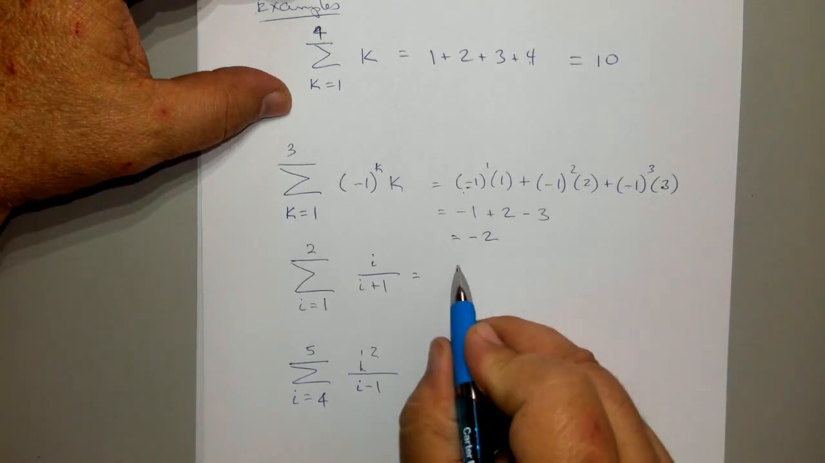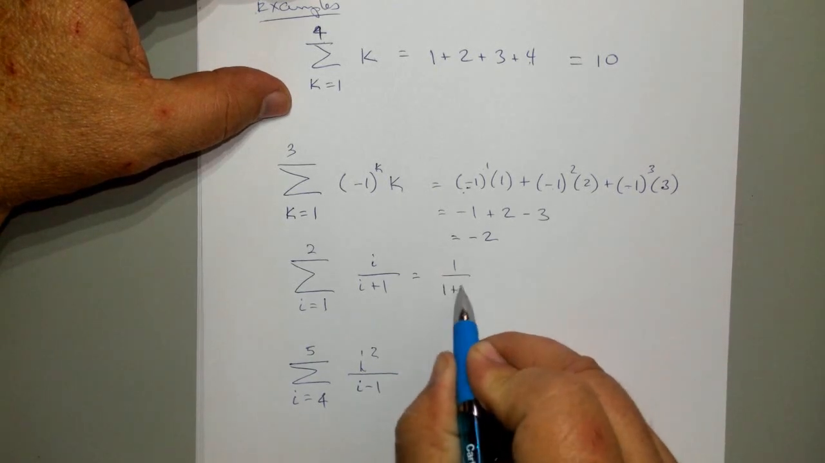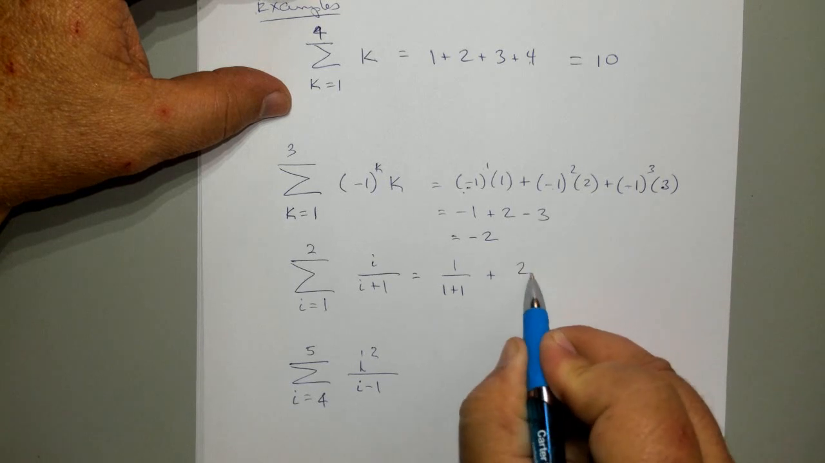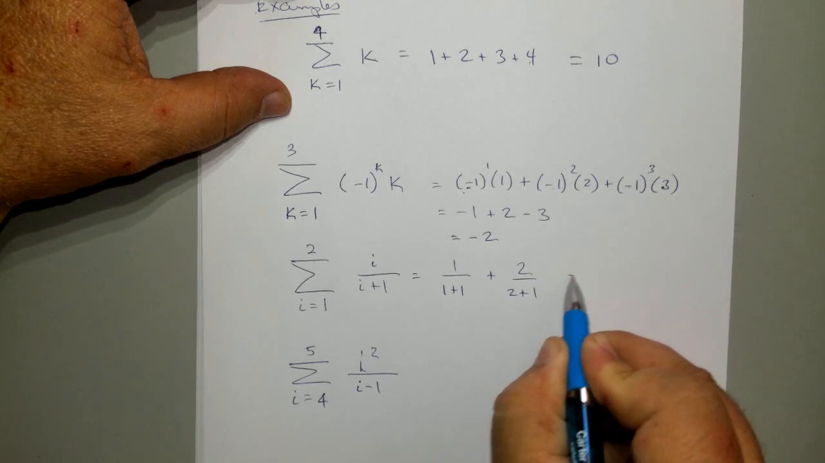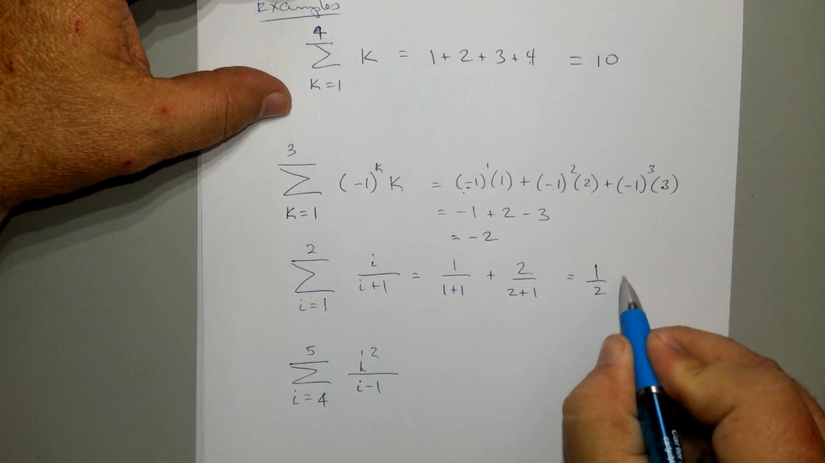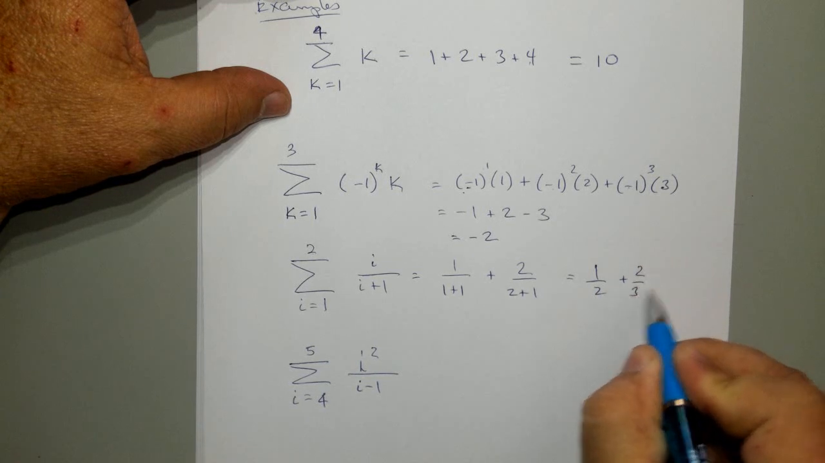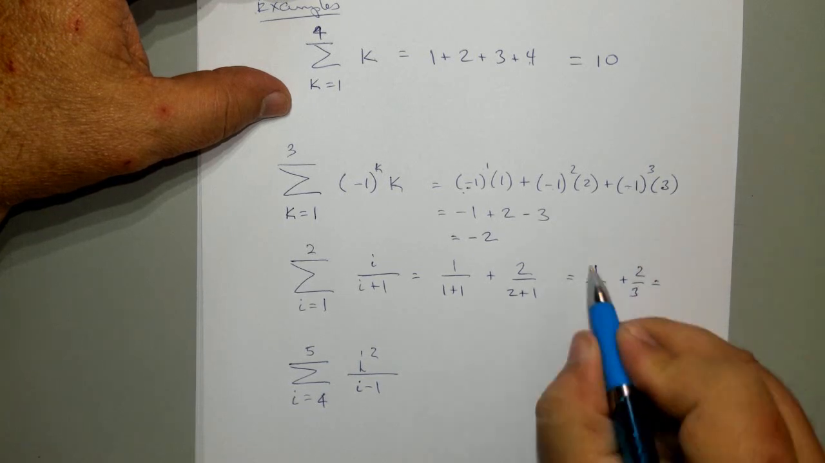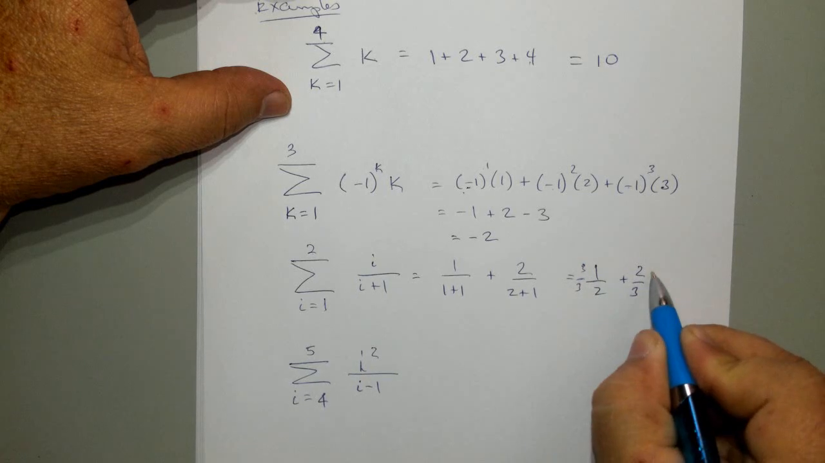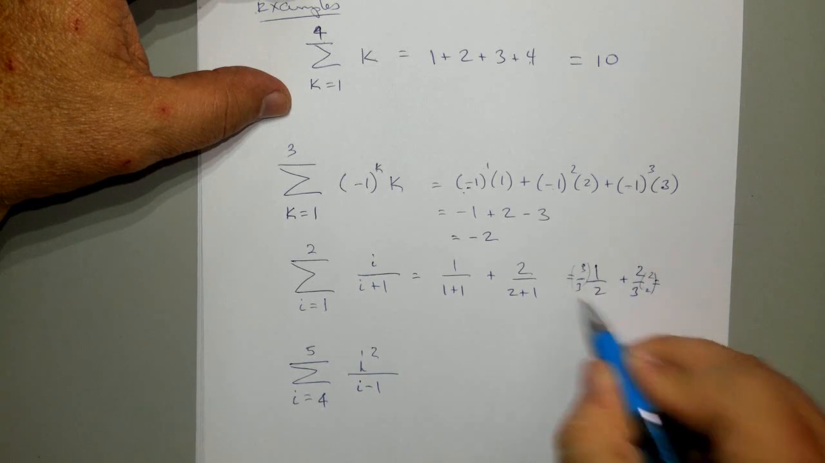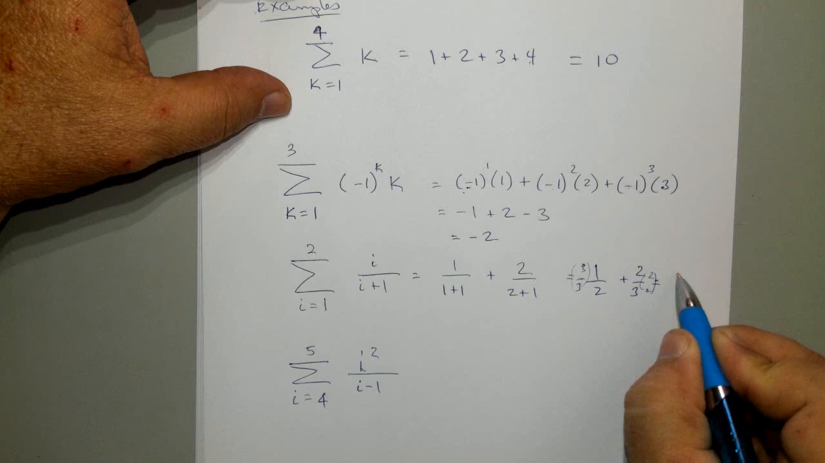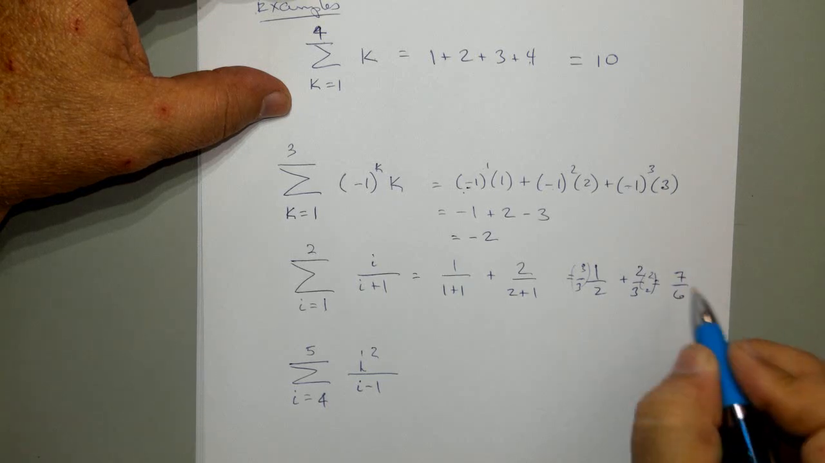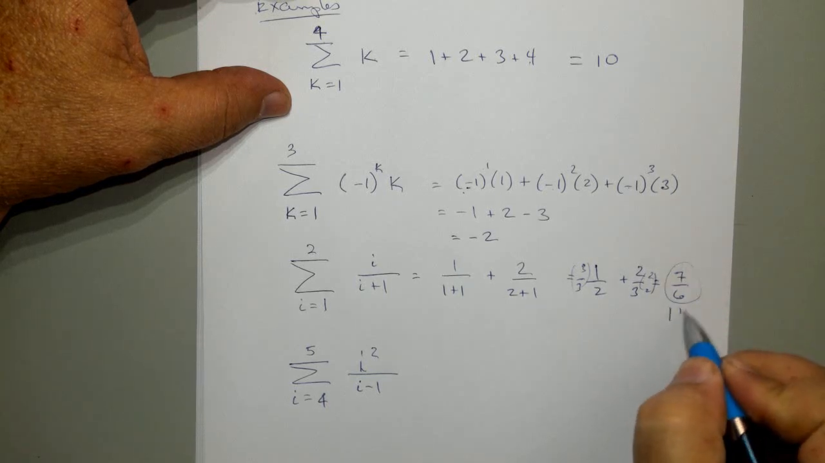From 1 to 2, so 1 over 1 plus 1 plus 2 over 2 plus 1. 1 over 2 plus 2 over 3. You get a common denominator. 3 plus 4 is 7 over 6, or 1 and 1/6.